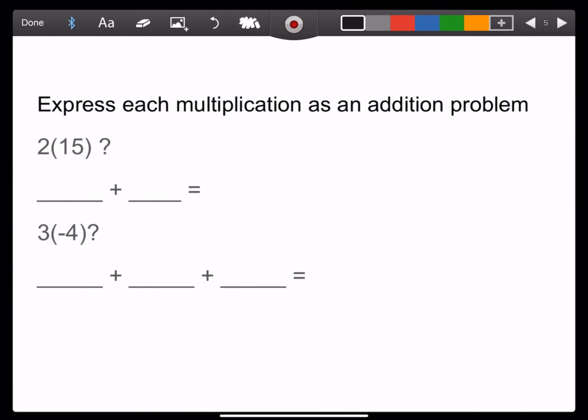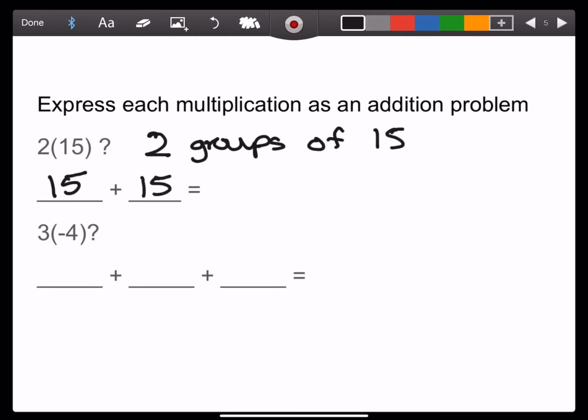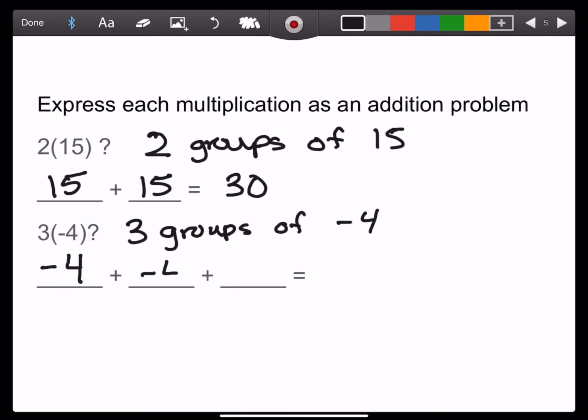Express each multiplication as an addition problem. So this says 2 groups of 15. So that just means 15 plus 15, which equals 30. This means 3 groups of -4. So that means -4 plus -4 plus -4 equals -12.